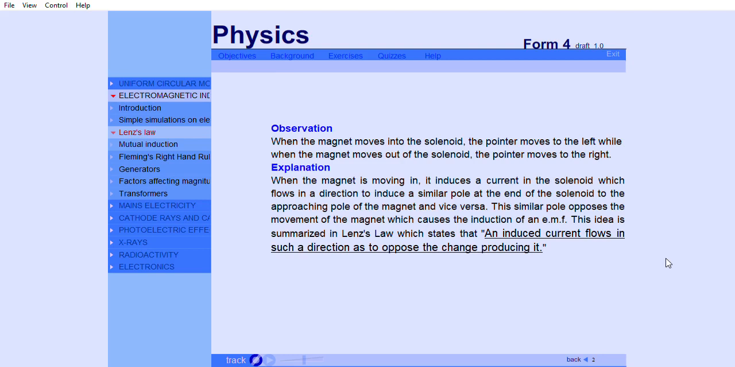Explanation. When the magnet is moving in, it induces a current in the solenoid which flows in a direction to induce a similar pole at the end of the solenoid to the approaching pole of the magnet and vice versa. This similar pole opposes the movement of the magnet, which causes the induction of an EMF. This idea is summarized in Lenz's law, which states that an induced current flows in such a direction as to oppose the change producing it.